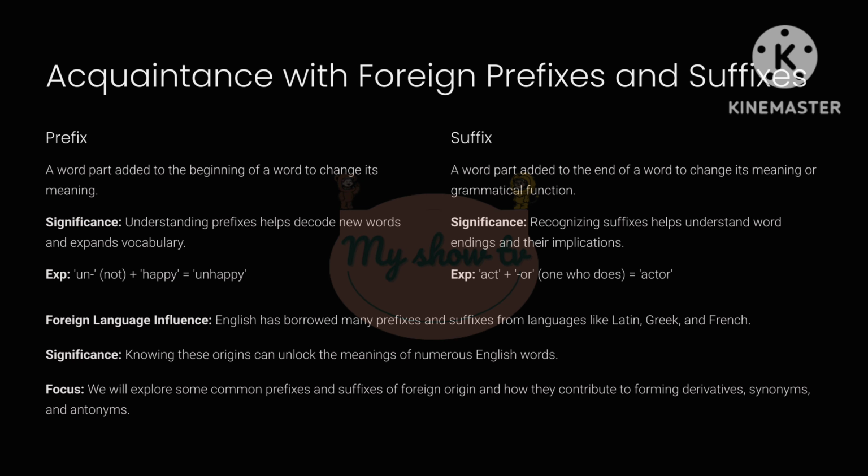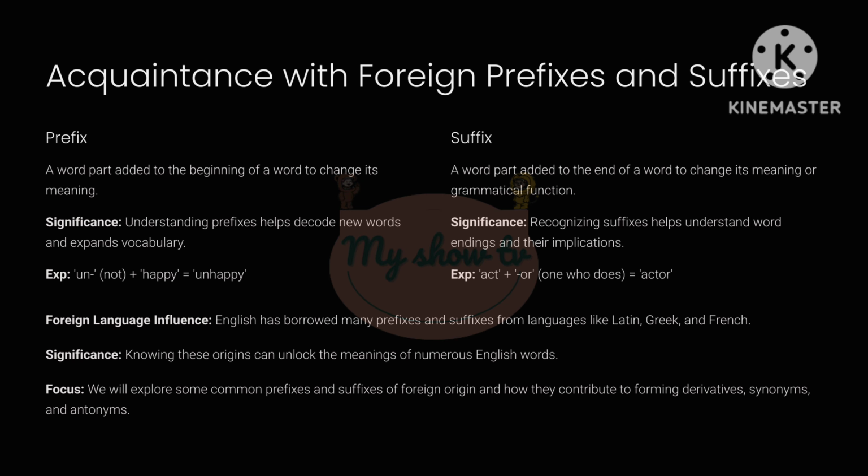English has a rich history of borrowing words and word parts from other languages, particularly Latin, Greek, and French. Over centuries, many prefixes and suffixes from these foreign languages have become integral parts of the English vocabulary. The significance of being aware of these origins is that it provides a powerful tool for expanding your vocabulary. Once you understand the meaning of a common Latin or Greek prefix, you'll be able to infer the meaning of numerous English words that use it.